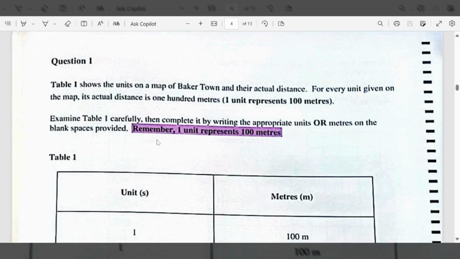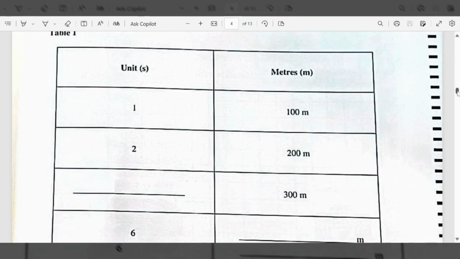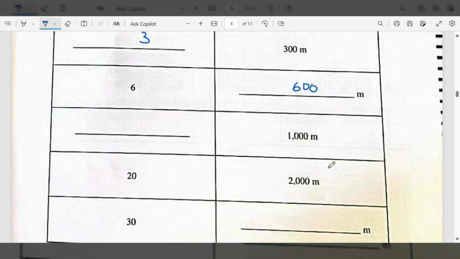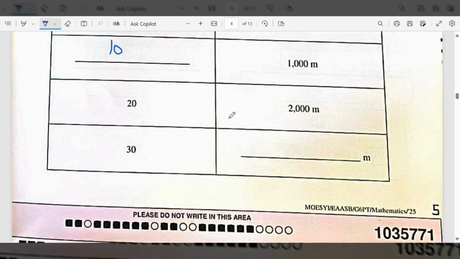Examine table A carefully, then complete it by writing the appropriate units or meters in the blank spaces provided. Remember, 1 unit represents 100 meters. So the first two are done for us. And we can say 3 units, 300 meters, 6 units, 600 meters. 10 units, 1,000 meters, 20 units, 2,000 meters, 30 units, 3,000 meters.